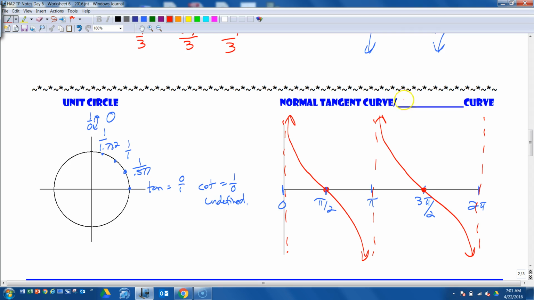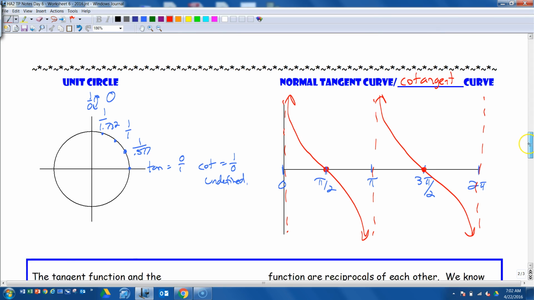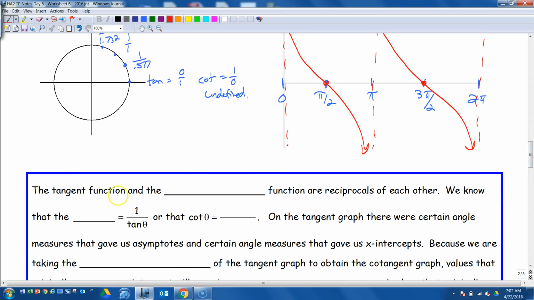So this one you can see, I should write cotangent here. This one you can see both cycles together, but notice how it kind of starts up high at the asymptote and goes down. But the principle is the same. We have turning points and we have asymptotes. So the tangent function and the cotangent function are reciprocals. We know that cotangent of theta equals 1 over tangent, or that cotangent is equal to cosine theta over sine theta.